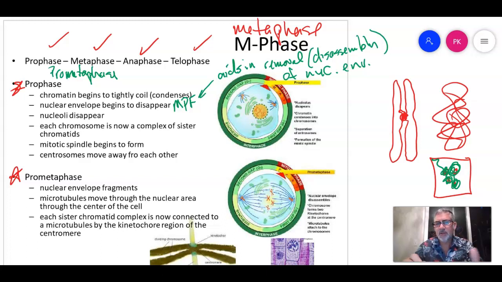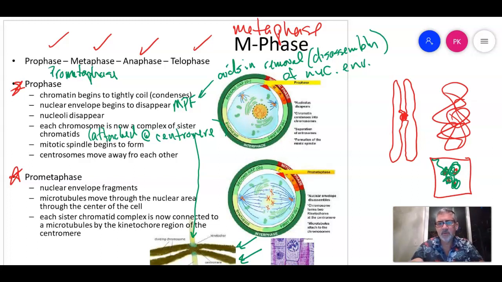And each chromosome is now a complex of sister chromatids. So if we have our condensed chromosome right here, these are sister chromatids. And what those are is they're replicated chromosomes, right? So this one was made from that one, okay? And there's a couple things, right? So these are sister chromatids, and they're attached at the centromere. And the centromere is that place in the middle where they're attached. Okay, so that's the centromere.